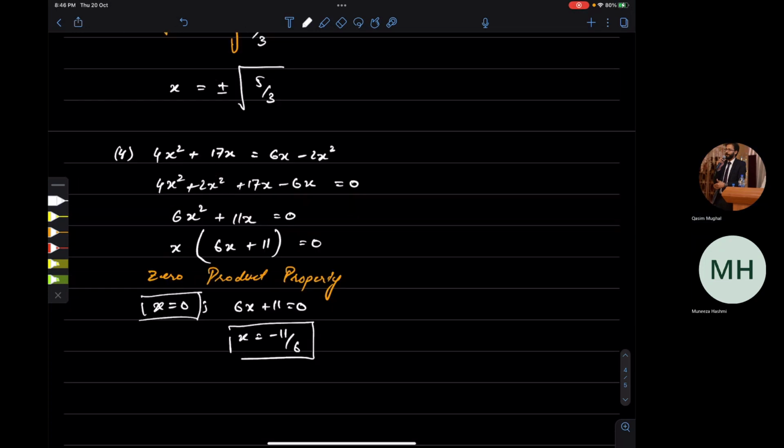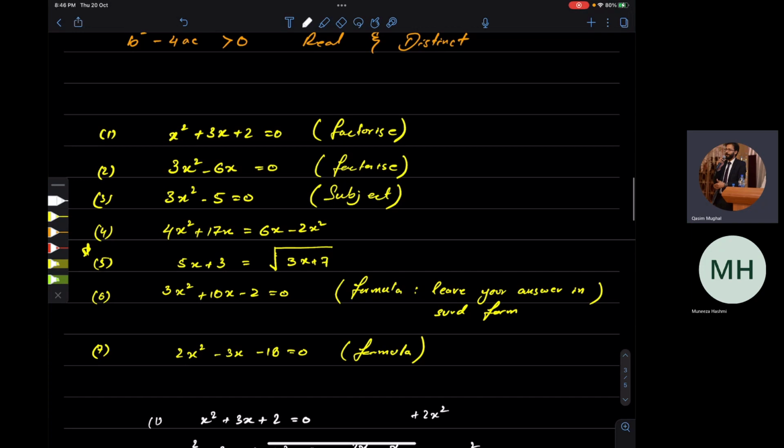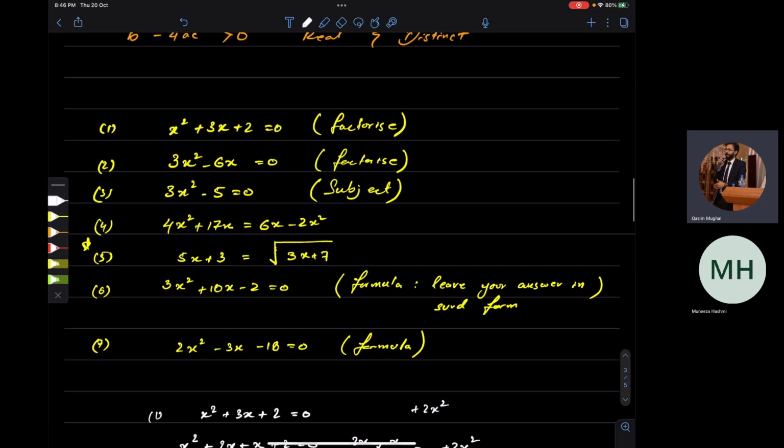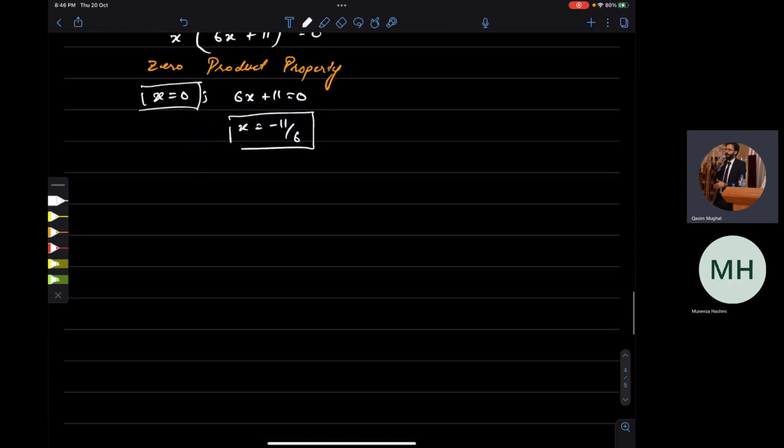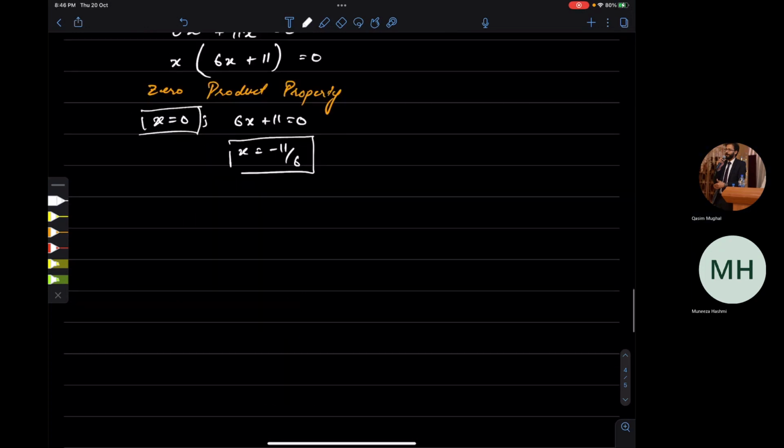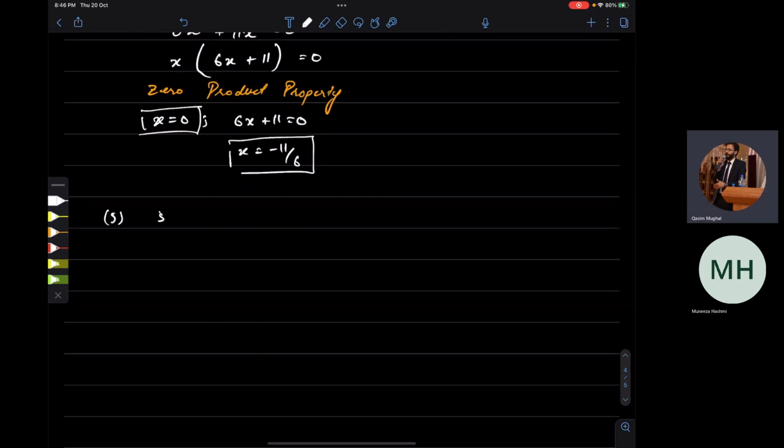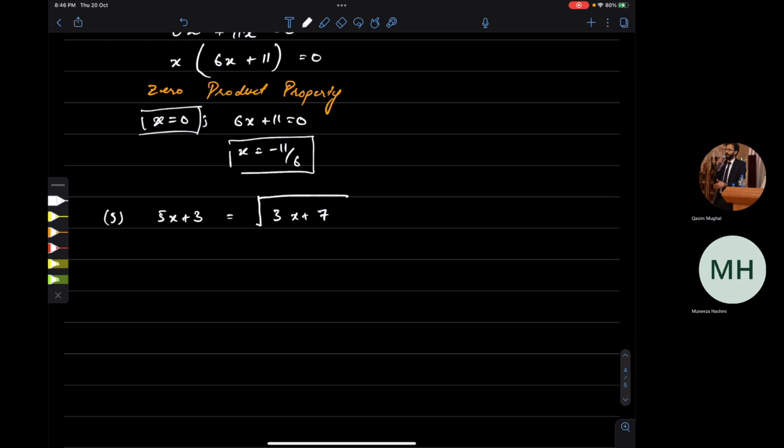Okay, next question is 5x plus 3 equals root of 3x plus 7. What do you suggest? What are we going to do first? First remove the root. So first of all, I'm going to take the square on both sides and get rid of the roots.